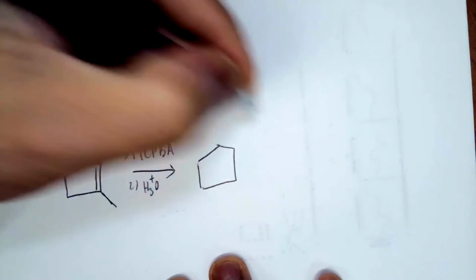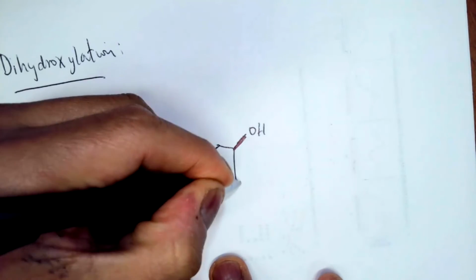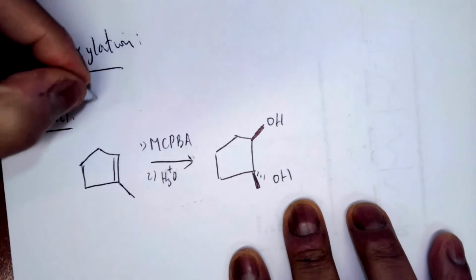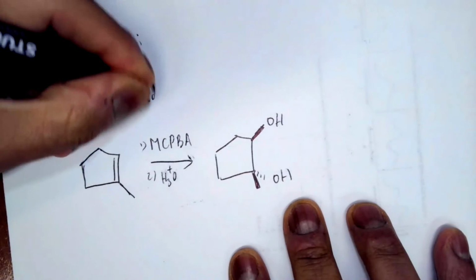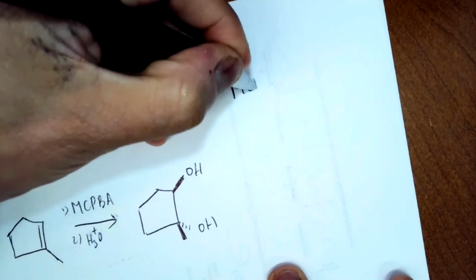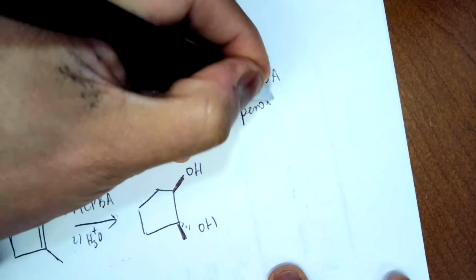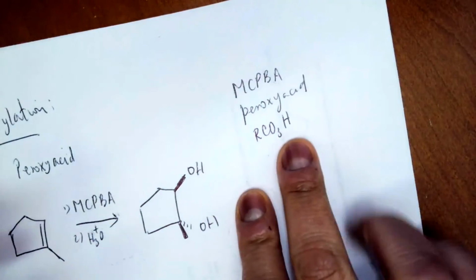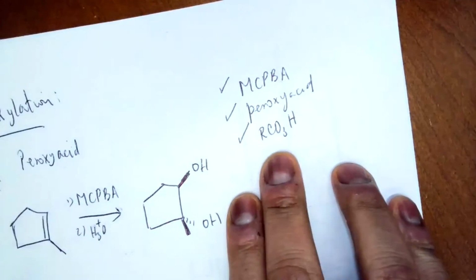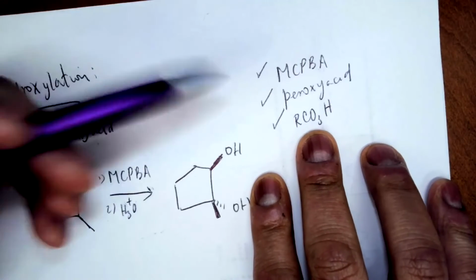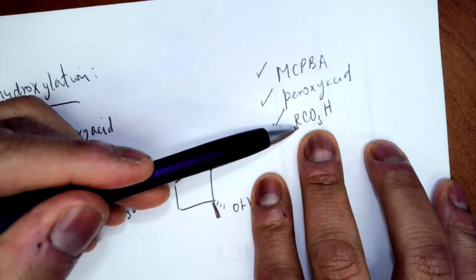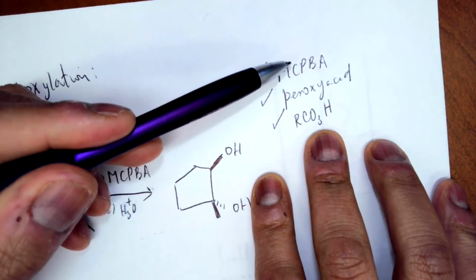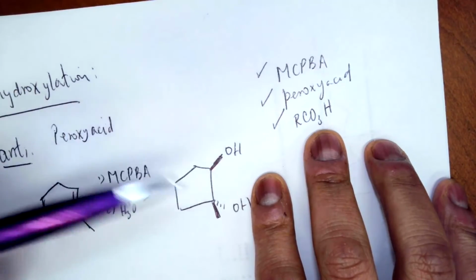And you get this compound. You will get the OH and the OH trans. It has to be trans. It's an anti addition with peroxy acids. Okay, so MCPBA can be replaced by the words peroxy acid, or you can also write RCO3H. Any of the three that you remember: MCPBA, peroxy acid, or RCO3H. They are equivalent. That is the name in words. That is the abbreviation. And that's an example. That's an actual peroxy acid, MCPBA, metachloroperoxybenzoic acid, right? So that's the abbreviation.